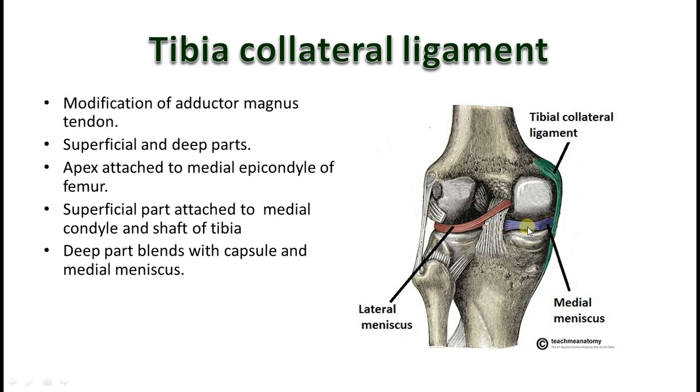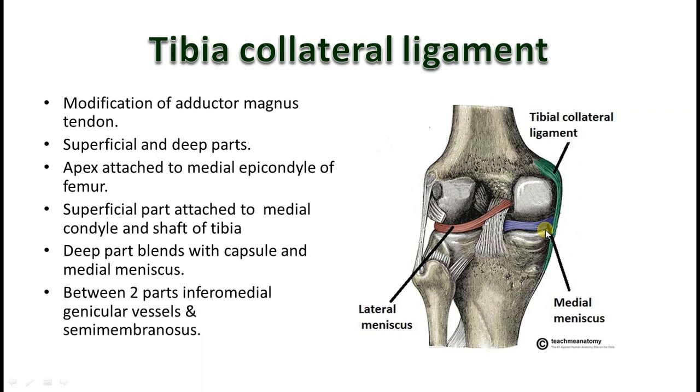So this is the medial meniscus you are able to see. Between the superficial and deep parts, you can see inferomedial genicular vessels and some part of the semimembranosus muscle also is present between the superficial and deep parts of the tibial collateral ligament. So the semimembranosus muscle and the inferomedial genicular vessels can be seen.